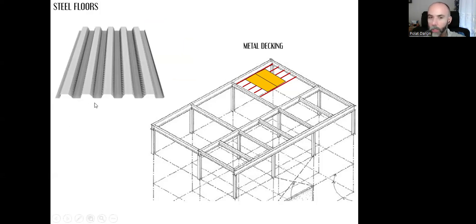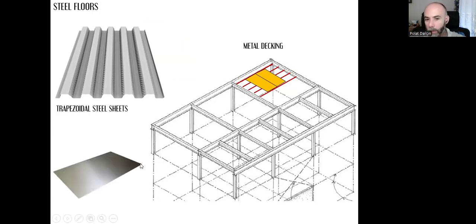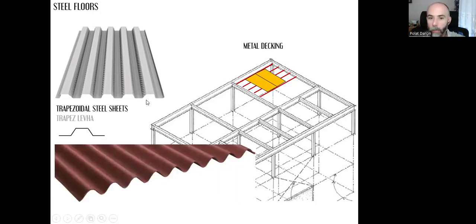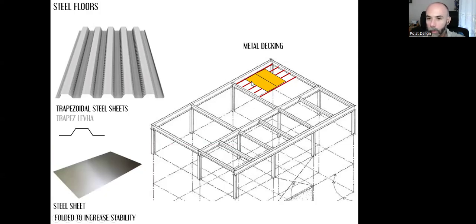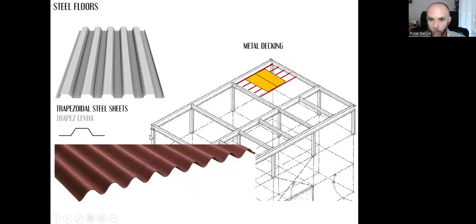These are very thin sheets, and they are, as you can see, folded in this trapezoidal shape. Because it's steel sheet with its plain surface, it won't hold. It will just bend down. But if I just fold it in this trapezoidal shape like that, then it will hold. It will be more stable. That's what we call trapez levha in Turkish. I can have that, and I can bolt it over these girders, and I will have my surface there.